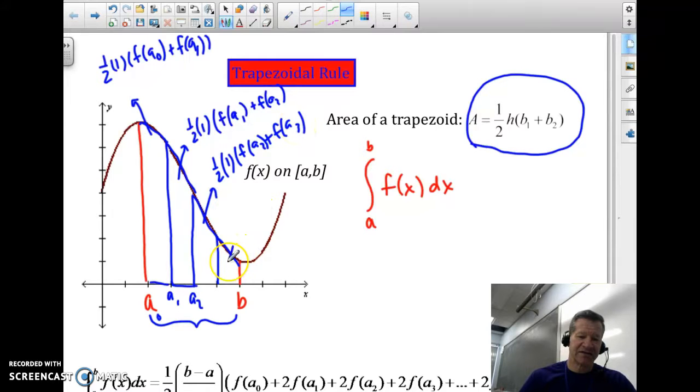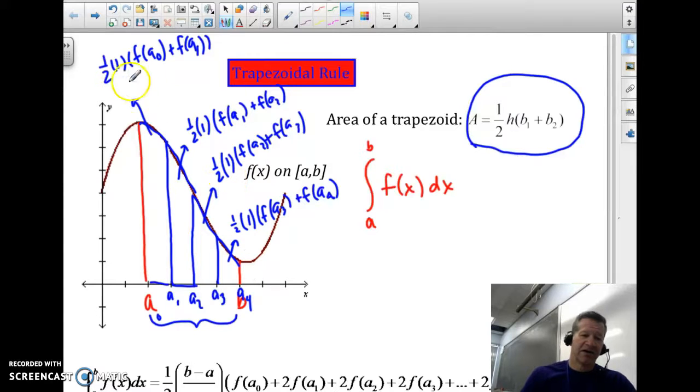Last but not least, we have 1/2 times the height, 1, and then a sub 3, and instead of calling this b, let's call it a sub 4, I guess. So the left base would be f of a sub 3 plus the right base, which is f of a sub 4. And then I would take the sum of all these, add the areas of all these trapezoids together, and you have it.